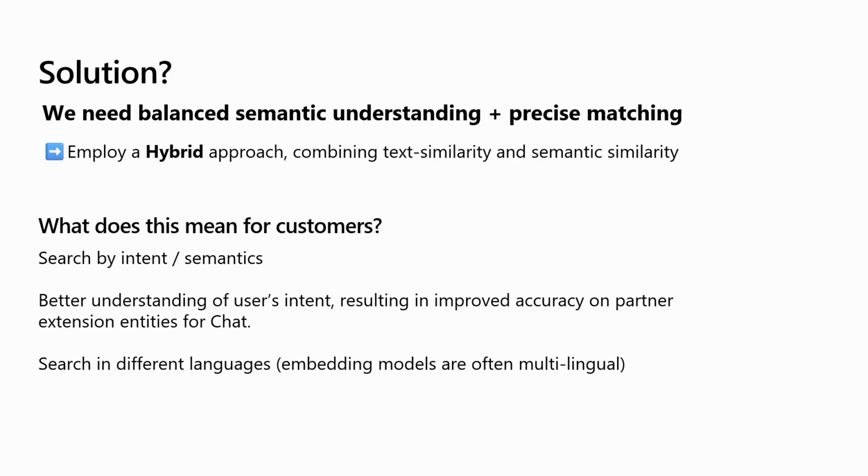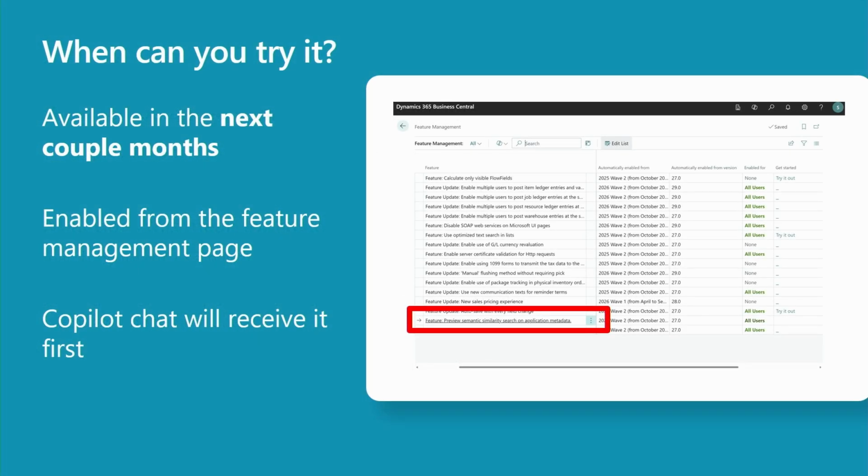And what that means for the customer is that now you can search by intent and semantics rather than just depending on string similarity-based metrics. For chat-like scenarios, it means that these scenarios can better understand the user's intent. So you have improved accuracy on, for example, partner extension entities, which chat doesn't know about natively. At the same time, embeddings also allow you to make searches across your Business Central entities, in this case, in multiple languages, because a number of these embedding models are multilingual because of the data set that they are used with. And so finally, when can you try it?